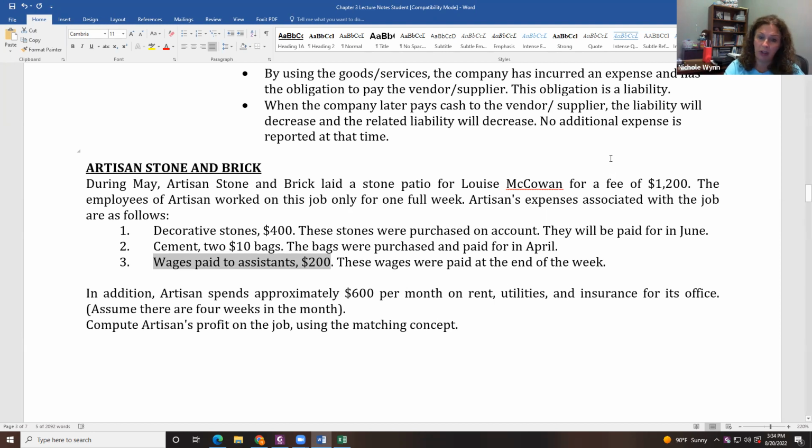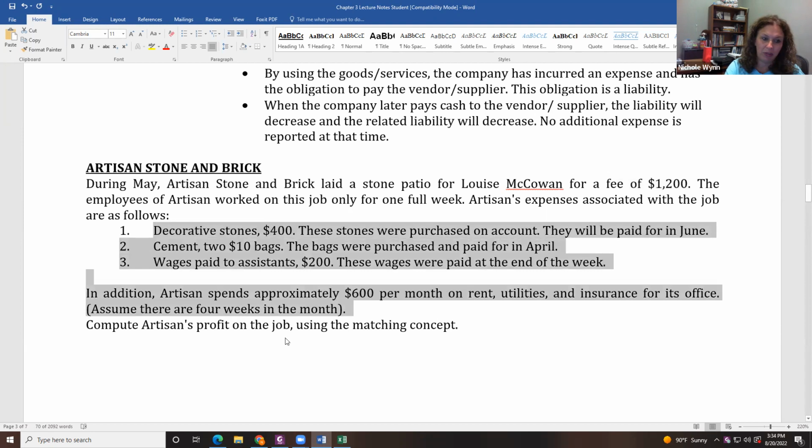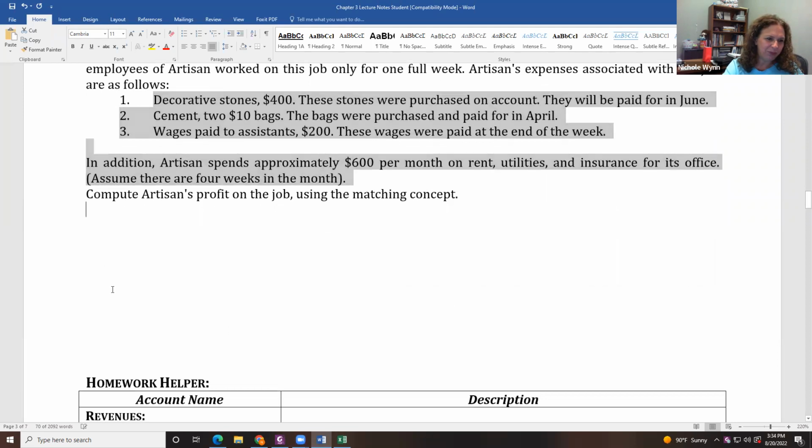So we know that there's some revenue for the job, and then there's a bunch of expenses related to the job. This is our only job for the month, so we're going to have to allocate this $600 to this job. And I want to know what your profits look like. So I want you to hit pause, and I want you to jot down some numbers and see if you can figure out the profit on this job. Hit pause. Did you hit pause? Okay, let's go through the solution.